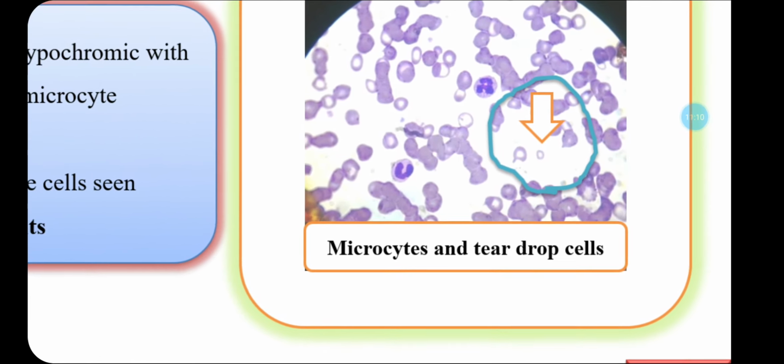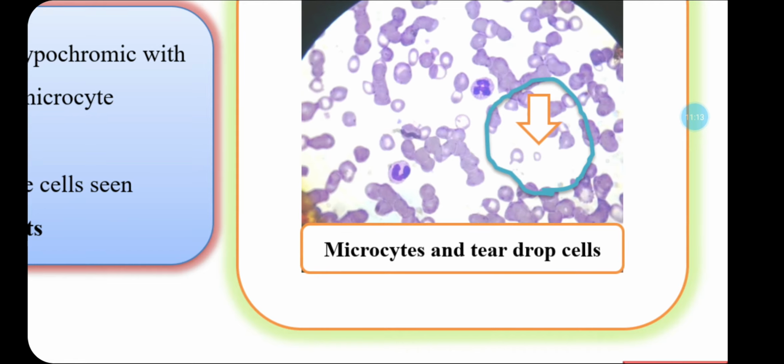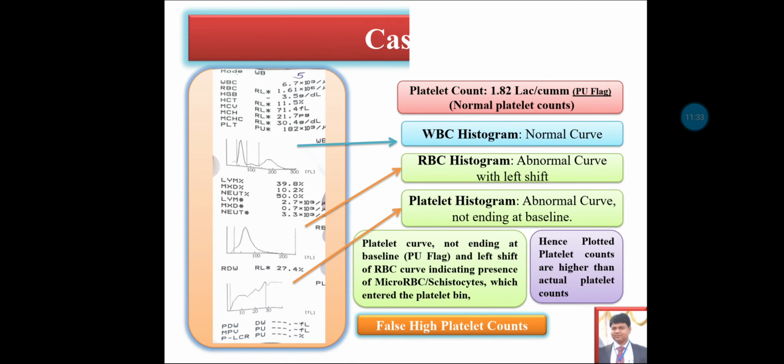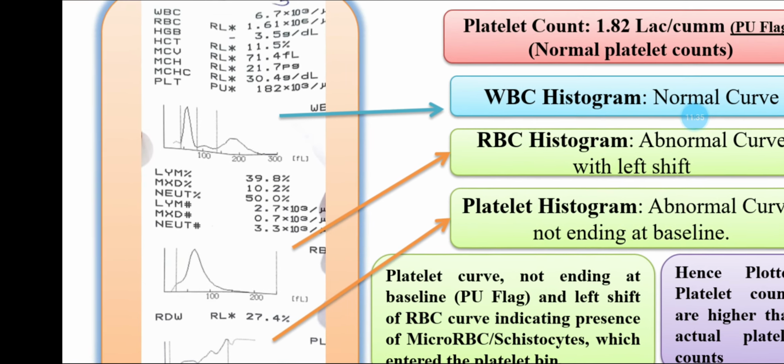So these are microcytes and teardrop cells, which are typically seen in this smear. This case is confirmed by this smear: the plotted platelet counts were high, but the platelet count is actually abnormal, and this patient actually has low counts. If we go through the second case, it is a similar type of case.